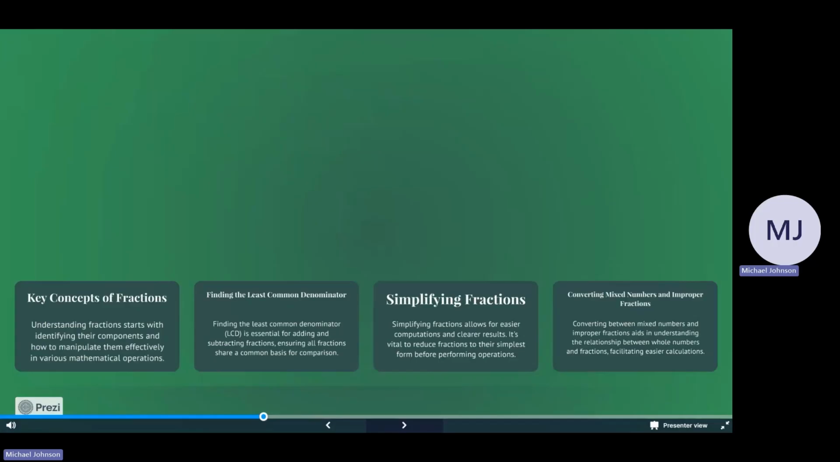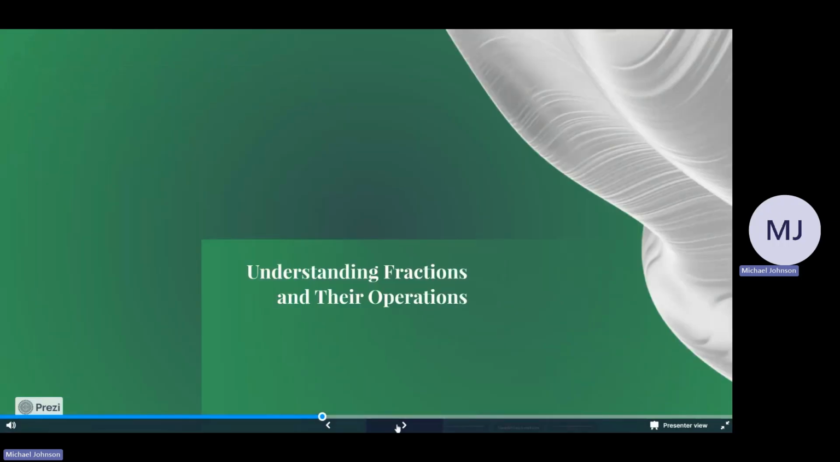Understanding fractions starts with identifying their components and how to manipulate them effectively in various mathematical operations. Finding the least common denominator, LCD, is essential for adding and subtracting fractions, ensuring all fractions share a common basis for comparison. Simplifying fractions allows for easier computations and clearer results. It's vital to reduce fractions to their simplest form before performing operations. Converting between mixed numbers and improper fractions aids in understanding the relationship between whole numbers and fractions, facilitating easier calculations.